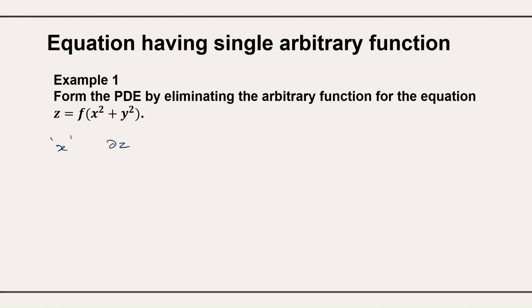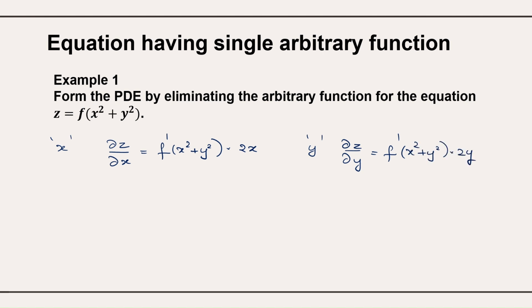So left side becomes dou z by dou x, which is equal to the right side, which becomes differentiation of f, that is f dash of x square plus y square, into, we have to differentiate the argument also, x square plus y square, so that gives you 2x if you differentiate partially with respect to x. Similarly, if we differentiate partially with respect to y, left side becomes dou z by dou y, which is equal to f dash of x square plus y square into 2y.